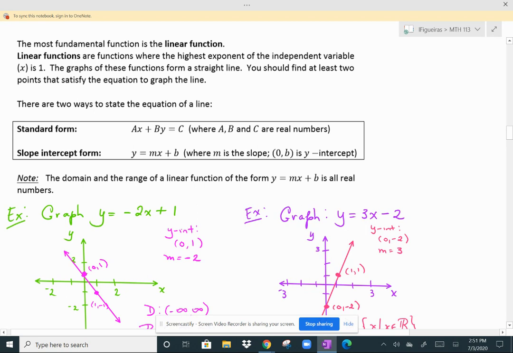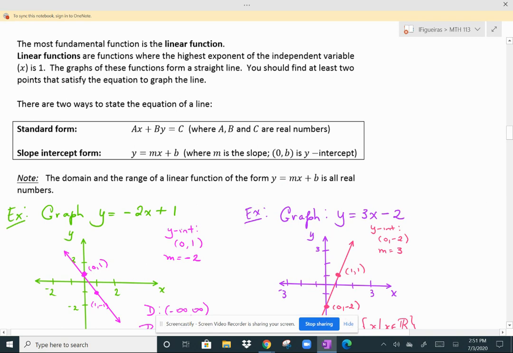So the domain and the range of a linear function of this form, y equals mx plus b, is always all real numbers. There are exceptions to lines, like vertical lines and horizontal lines, which don't have all real numbers as their domain and range. But when it's in this form where you have a slope and a y-intercept, and the graph is either going up from left to right or going down from left to right, those will have domains and ranges that are all real numbers.